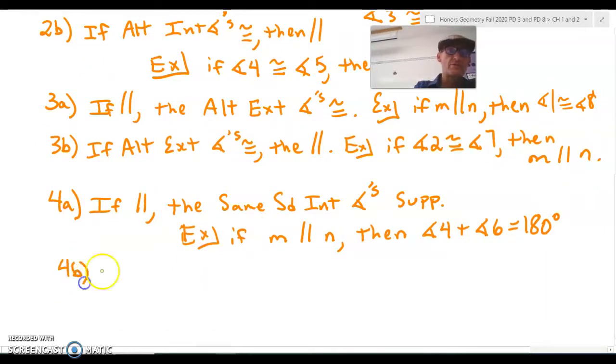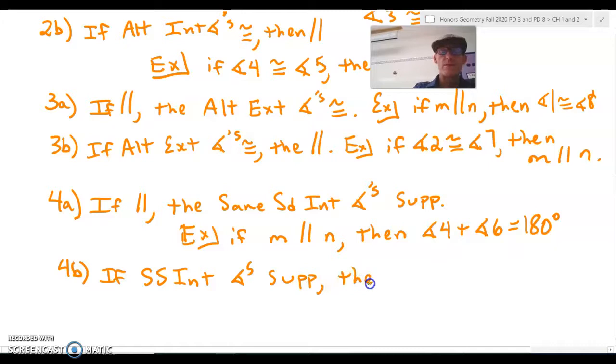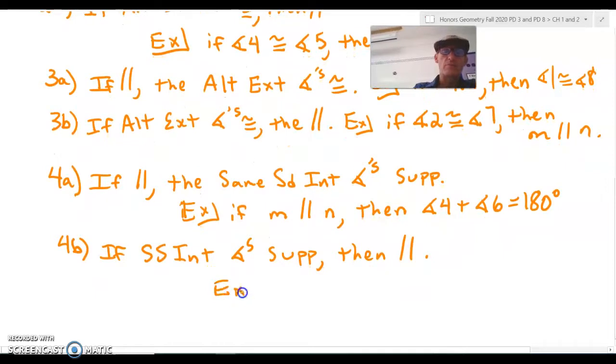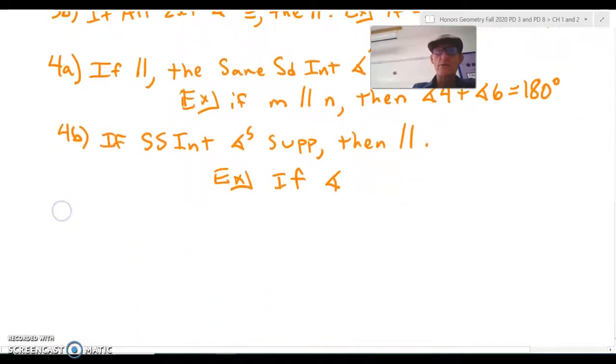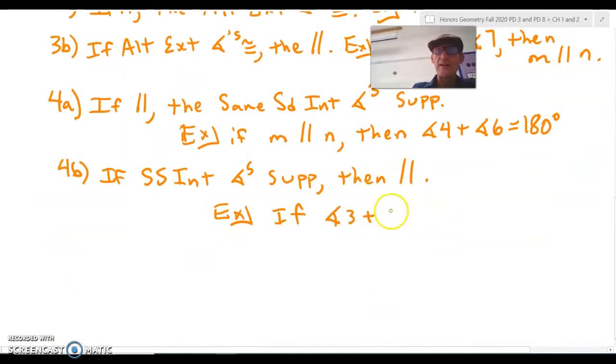4B, if same side interior angles supplementary, then the lines are parallel. Example, if angle 3 plus angle 5 equals 180 degrees, then M is parallel to N.